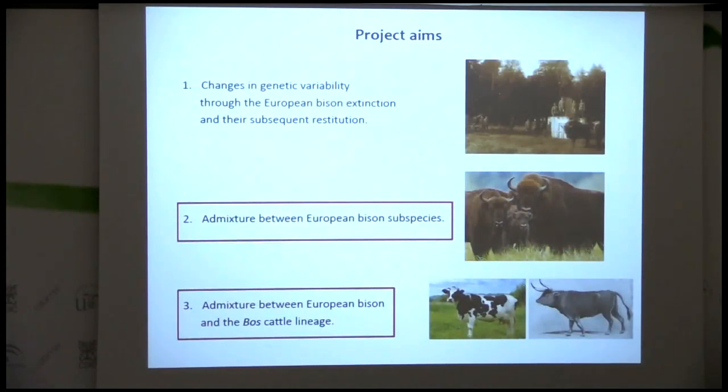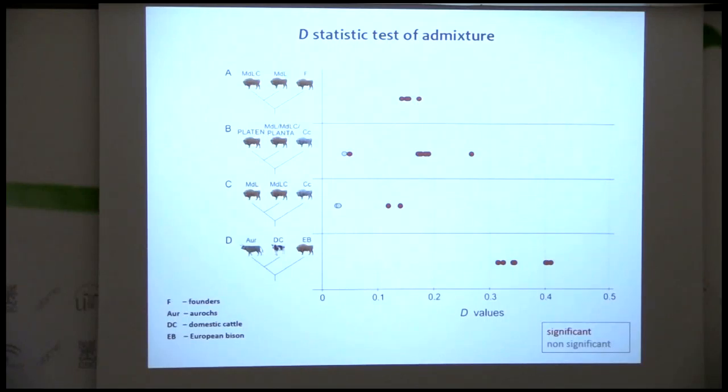We investigated admixture by using this statistic test of admixture, and I performed in total over 100 comparisons, and here I'm presenting only the most relevant results. So along the horizontal axis, I presented different D values, and all three topologies I presented in that way that D values are positive, suggesting excess of ABBA sites relative to BABA sites. As the outgroup, I used water buffalo genome, which is not shown on the figure, and statistically significant results I highlighted in red, non-significant in gray.